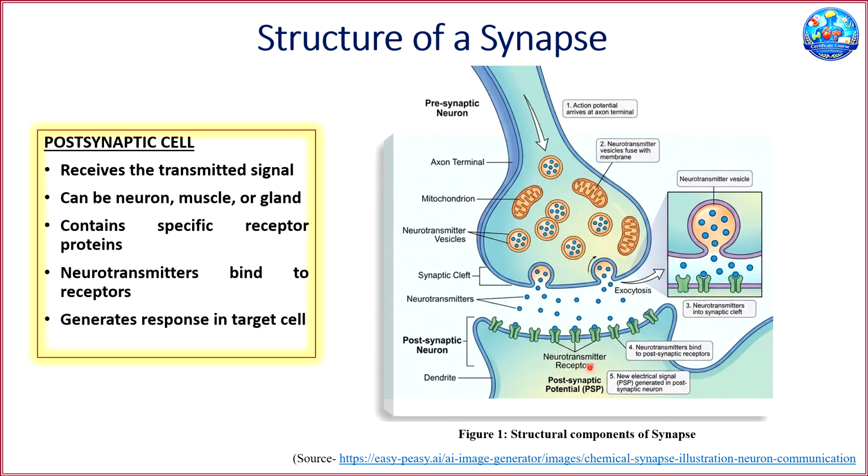The postsynaptic membrane is the one which will be receiving the signals which are transmitted across the synaptic cleft. This membrane could be a neuron as represented here, or it could be a muscle or even a gland. And this membrane has specialized receptor proteins which are the neurotransmitter receiving receptors. They will be receiving the neurotransmitters.